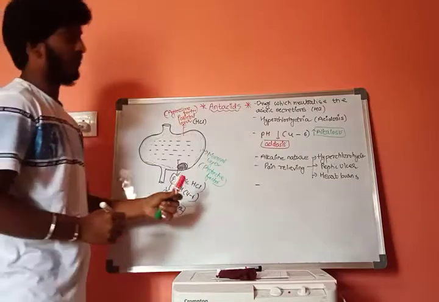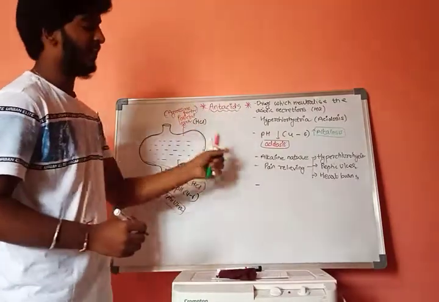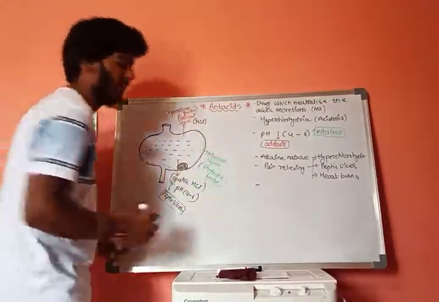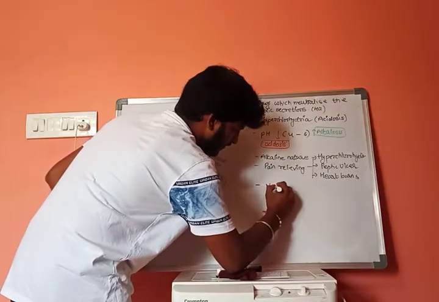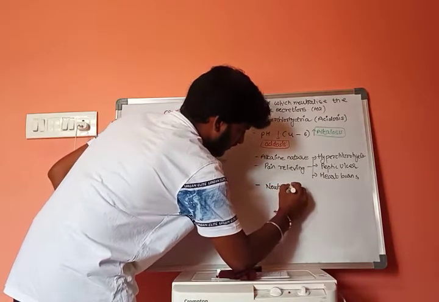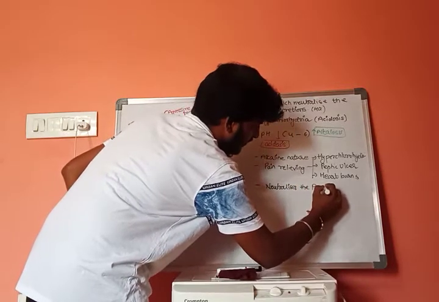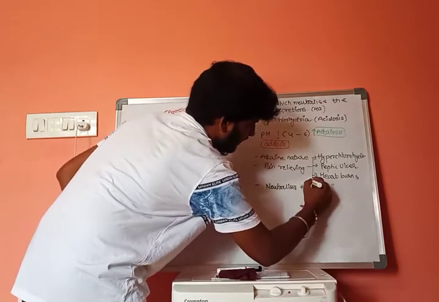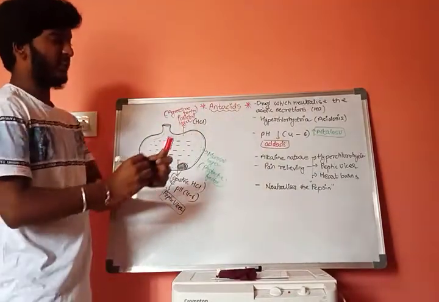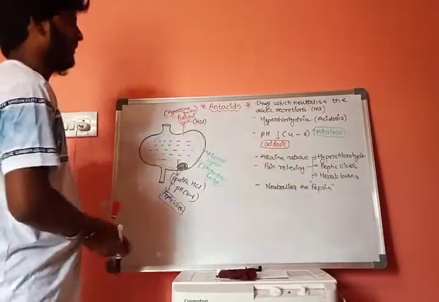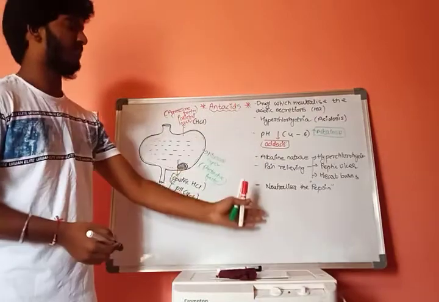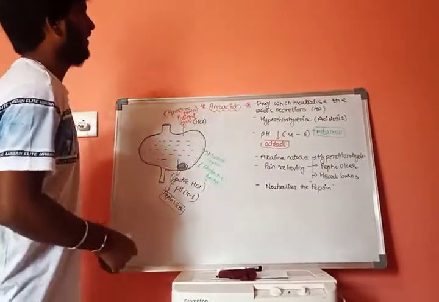And these antacids have one more function, that it helps in neutralizing the enzyme called pepsin. Neutralizes the pepsin. The function of pepsin is to convert pepsinogen into pepsin. And these are some basic information about antacids.